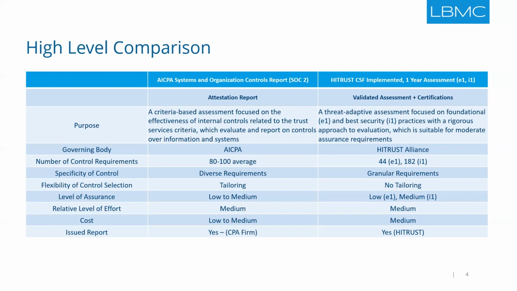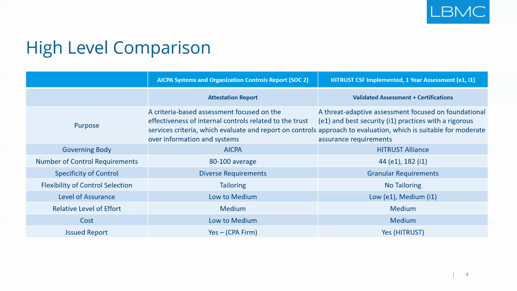The main argument for HITRUST is a well-defined set of requirements from a security-centric organization, which are based on a wide variety of commonly accepted security frameworks. Every HITRUST E1 assessment will include the same 44 control requirements, and every I1 assessment will include the same 182 control requirements. Also, every HITRUST assessment is quality reviewed by HITRUST, who also issues each assessment report.